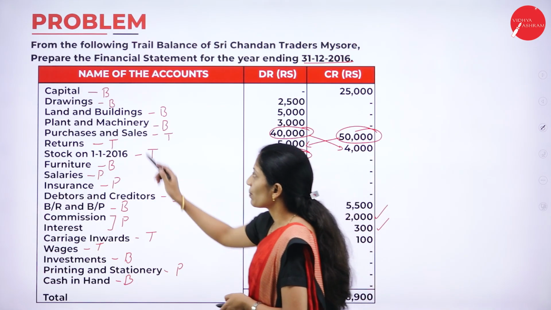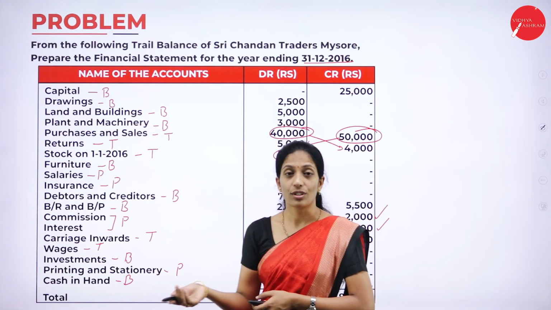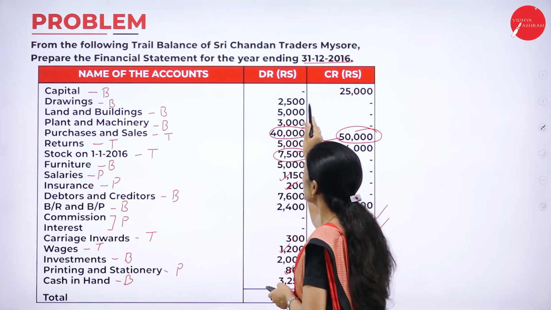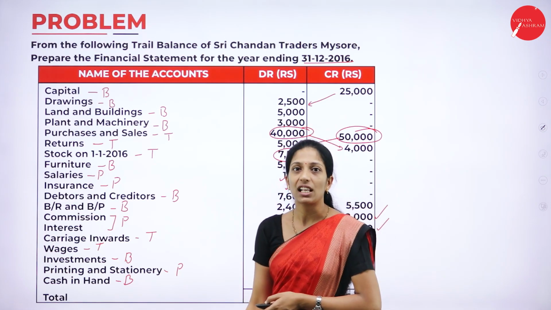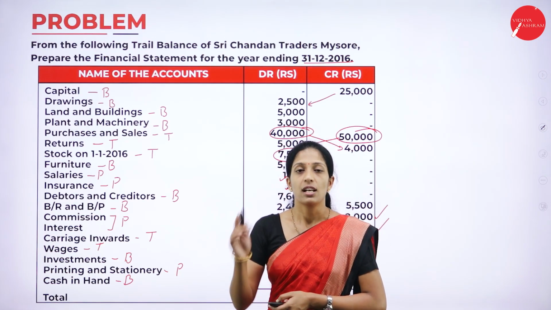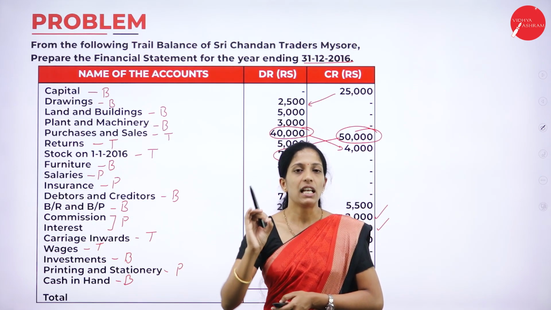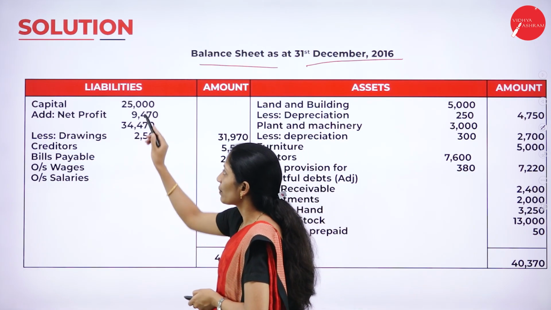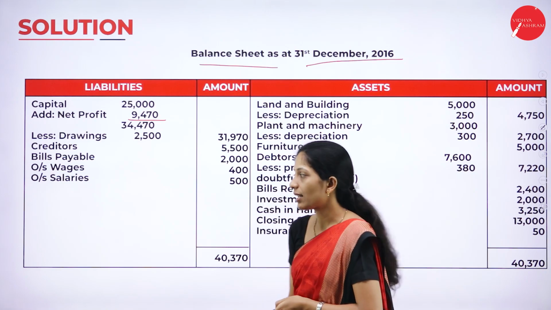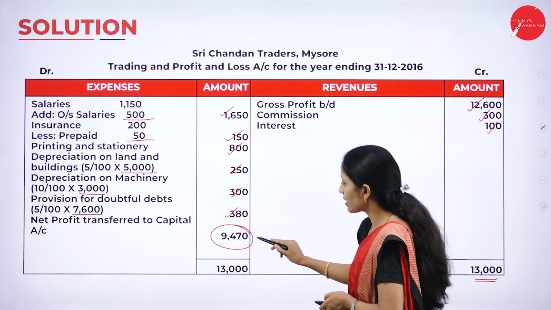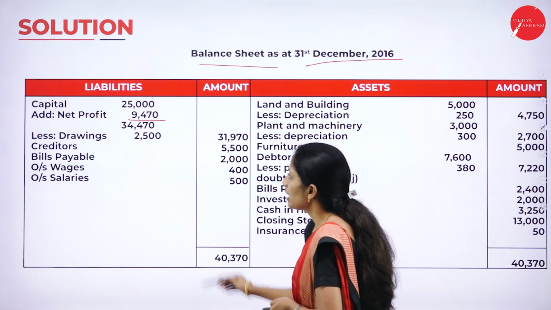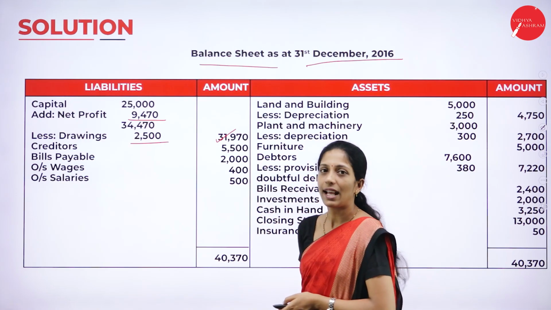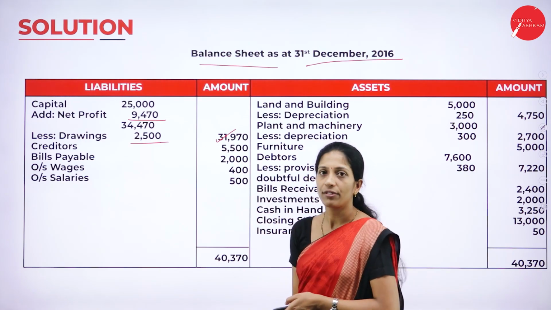So which are the liabilities? We have capital and drawings. So that has to be recorded in the liability side. So capital is 25,000, and what do you do with drawings? Minus drawings, add net profit. So what are the adjustments you have to make? Capital, add net profit, minus drawings. So how do you write? Capital 25,000, add net profit, which you will get by preparing this profit and loss account, minus drawings 2,500. So in the outer column, 31,970. So this is the total of capital.